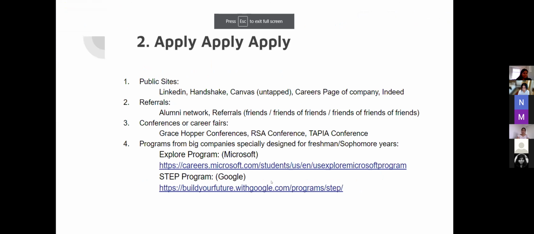Then the second thing, I think Mia mentioned, is finding the right openings. So finding openings is a tricky thing. There are a lot of places that you can find those. There are some public websites like LinkedIn, Handshake, Canvas, or some careers page of the company that you are interested in, or Indeed. So there are multiple places that you can see which are the relevant ones.